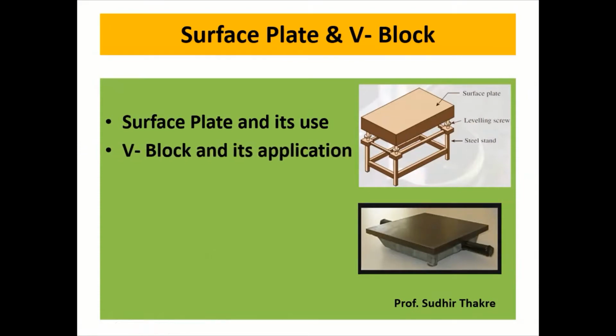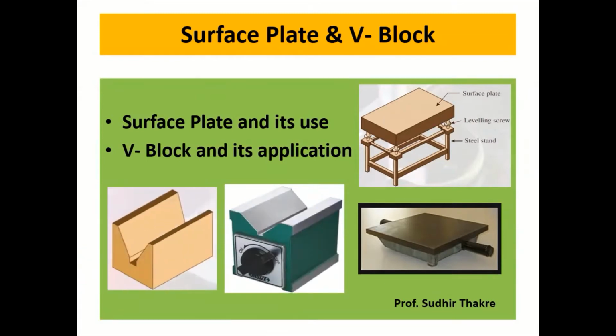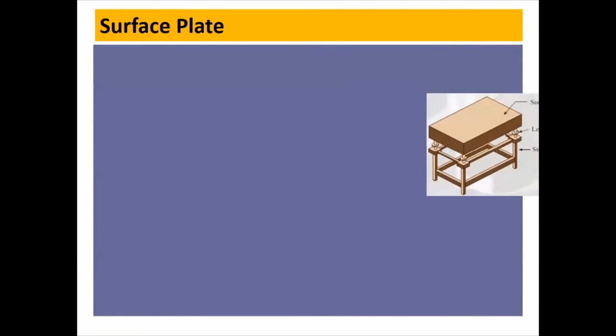Then the V block and its application. This is a magnetic V block. I'm also showing the cast iron V block. So first we'll go for the surface plate.